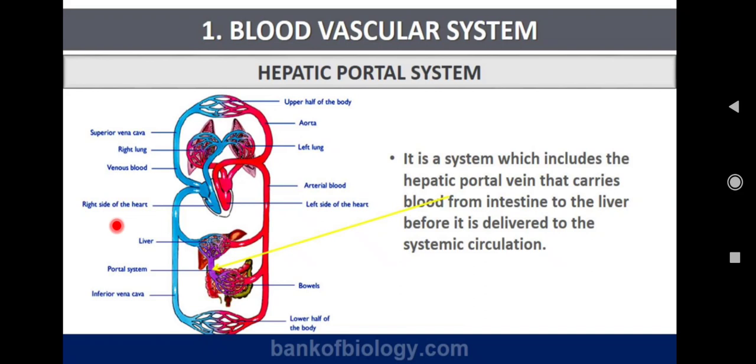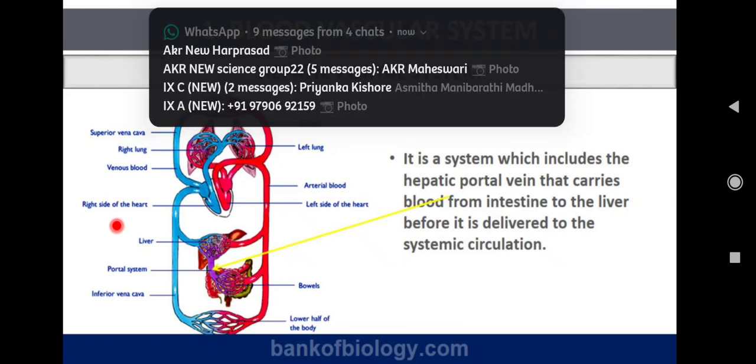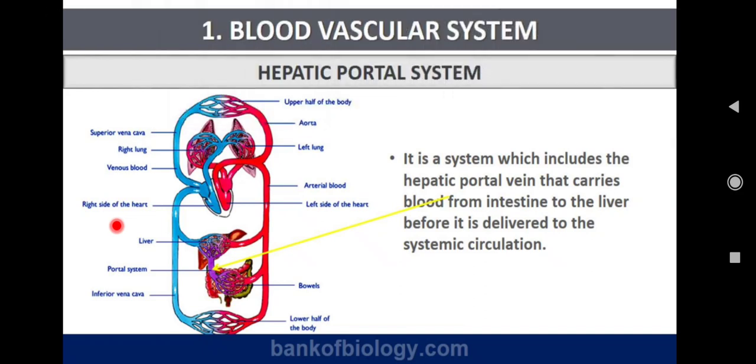Hepatic portal system. It is a system which includes the hepatic portal vein that carries blood from the intestine to the liver before it is delivered to the systemic circulation. Systemic circulation means the oxygenated blood will be carried from the heart through the arteries and then arterioles and finally enters into the tissue.